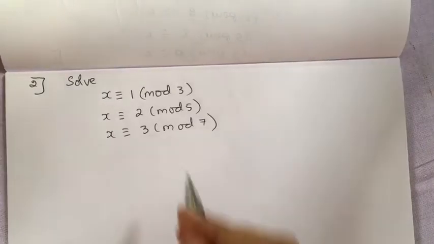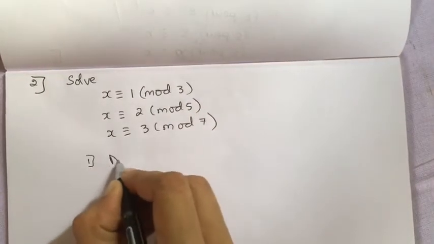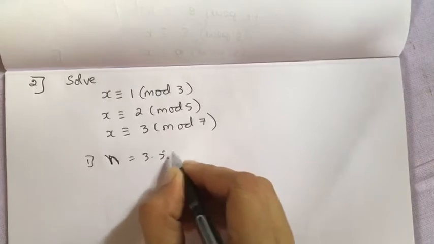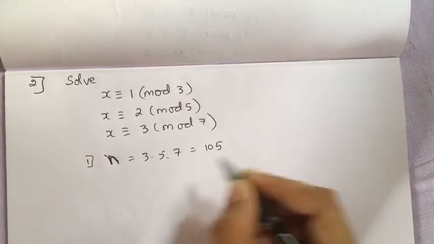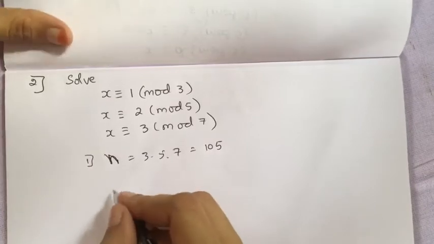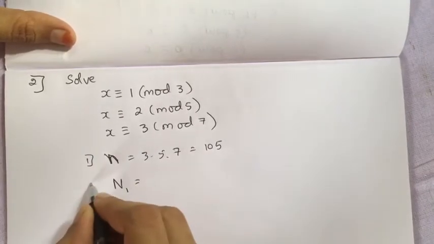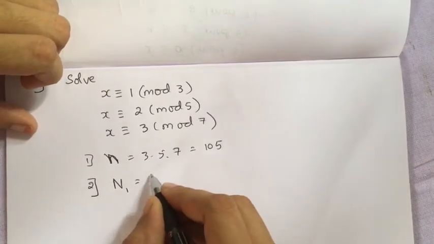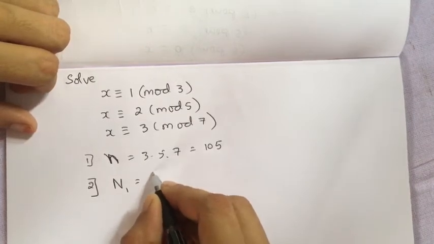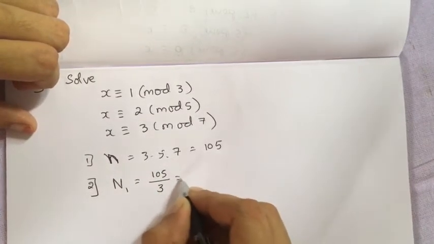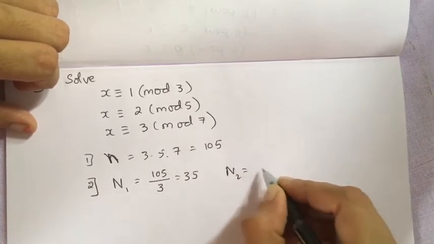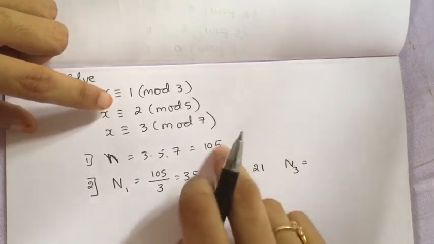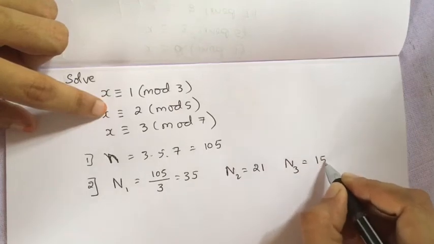Again, first you have to calculate small n, which is nothing but the product of these: 3 into 5 into 7, so it's 105. Then you have to calculate n1. n1 is nothing but n divided by small n1, so it is 105 divided by 3, so you're getting 35. n2 you are getting as 105 by 5, it is 21, and n3 is 105 by 7, so it is 15.